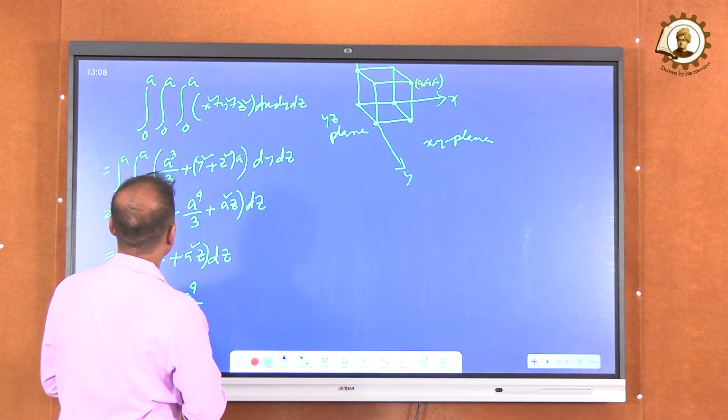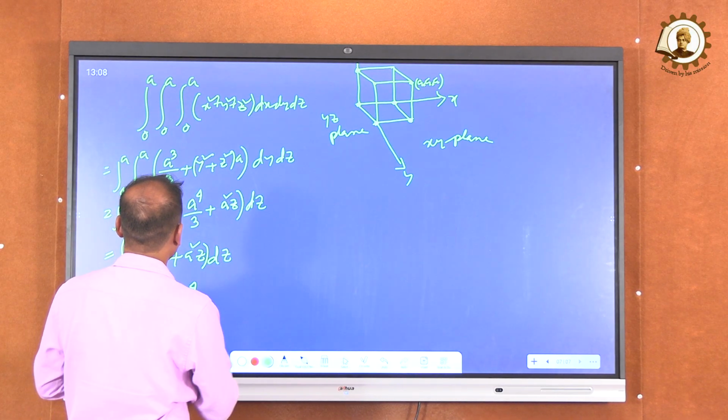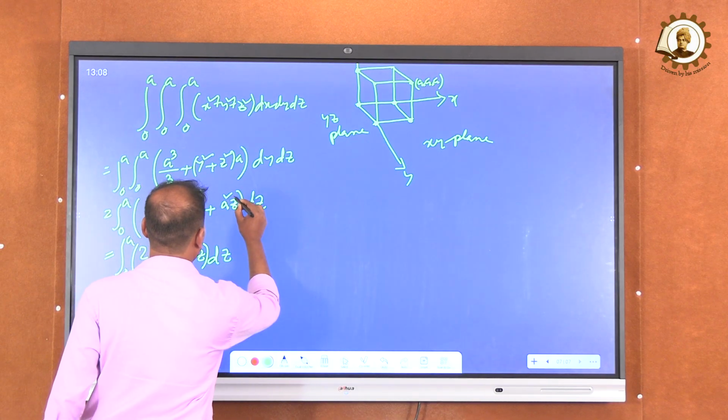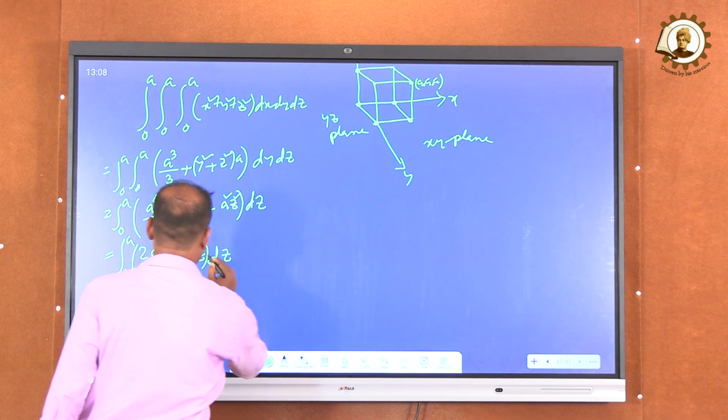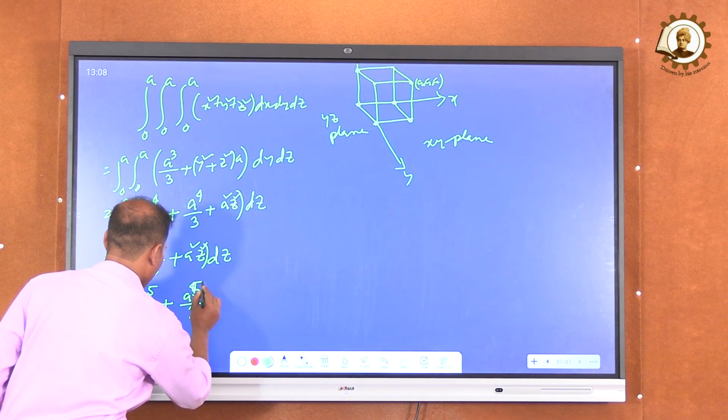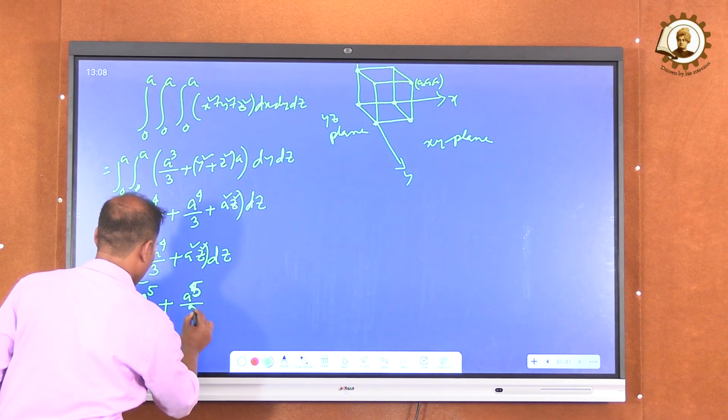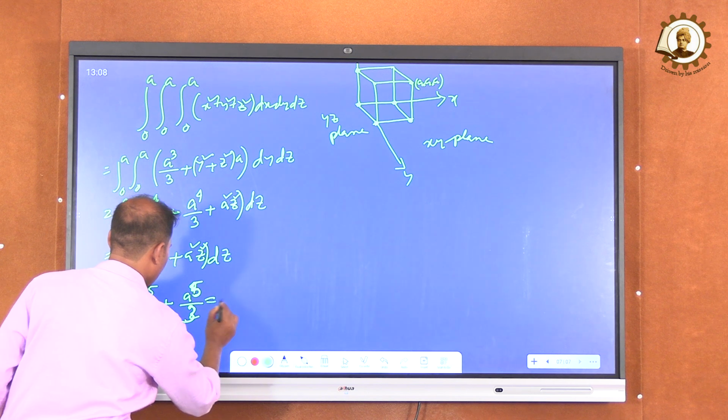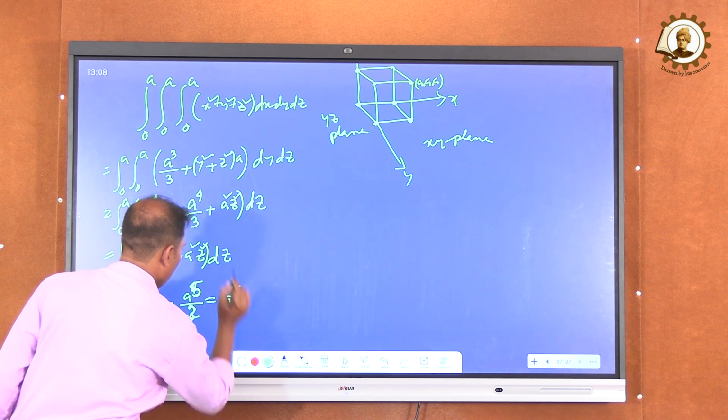Next, let us check the answer. Some mistake here. Oh, sorry, z square here. So a to the power 5 terms combine, giving the final result.